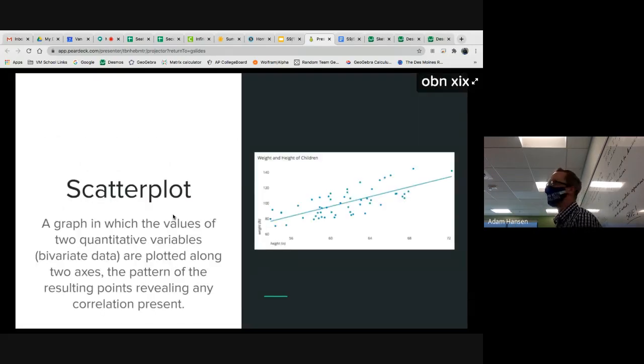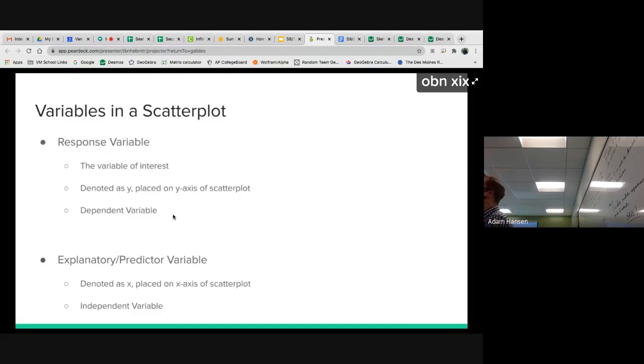I'm looking back at this scatter plot here. They're trying to predict the weight based off of the height. They're not trying to predict the height based off the weight. So as I'm trying to measure the weight based off the height, the weight is the response variable on the y-axis. The height is your explanatory variable on the x-axis.